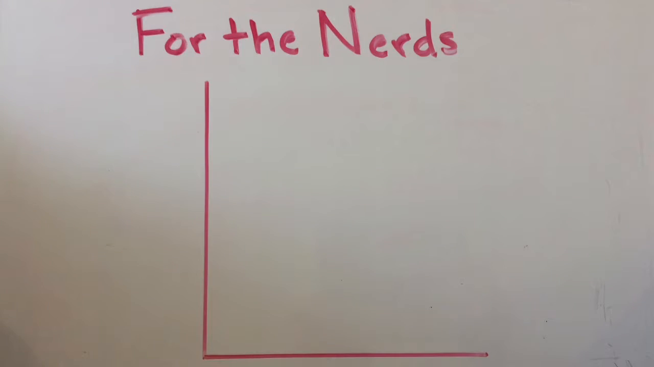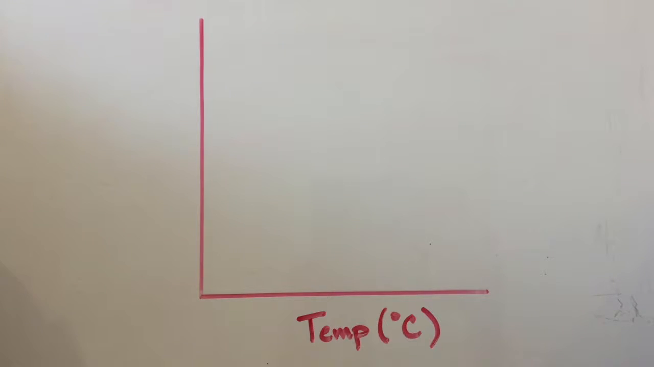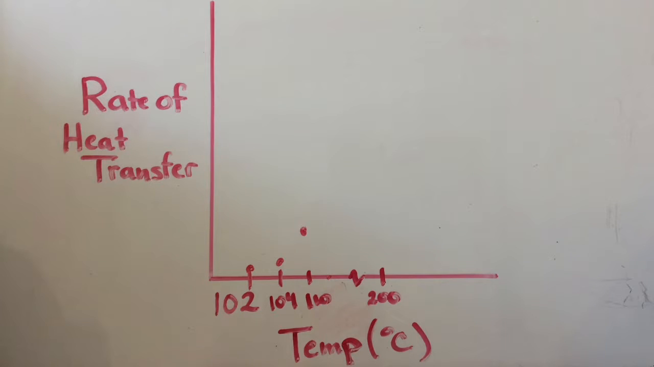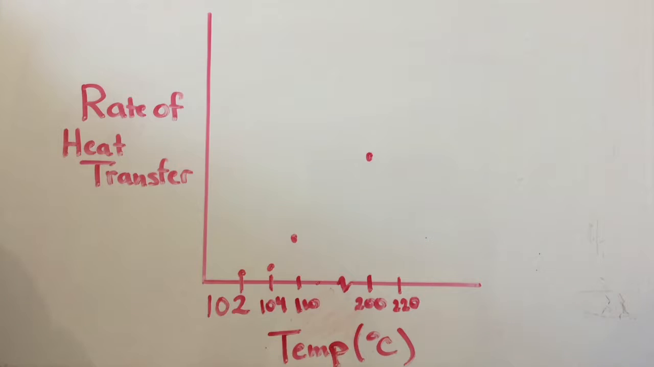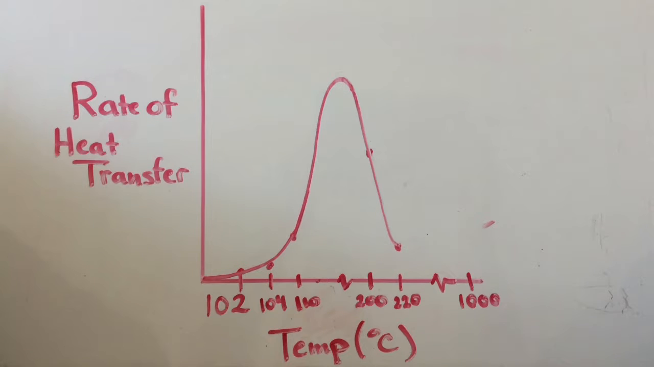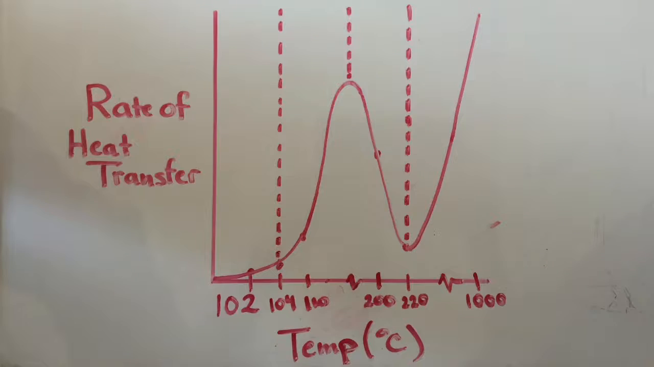So now for the nerds, if we plot temperature versus rate of heat transfer, then if the temperature increases, the rate of heat transfer also increases. That makes sense, right? The more heat we put into it, the faster the water vaporizes. But after about 220 degrees, this begins to change. In fact, if we take many data points, we see the following graph.